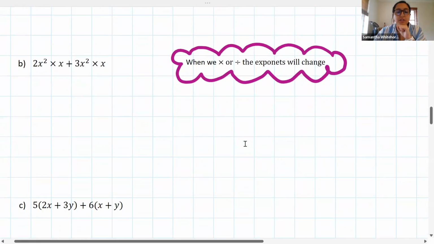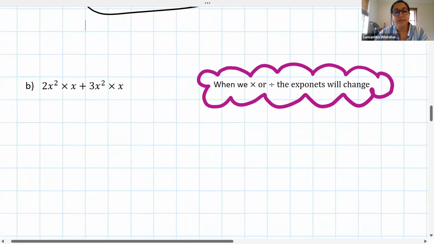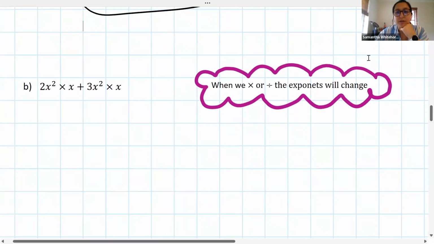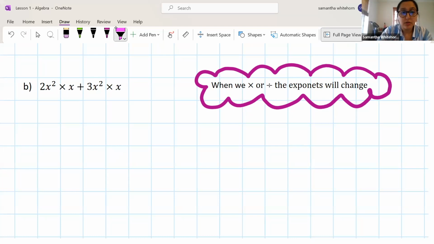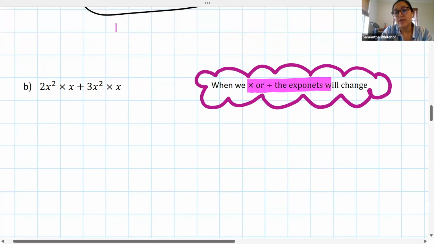Right, so when we get to question B it's a little bit different because now I've got some new operations that I'm dealing with. Now I've got some multiplication. But our 3 steps don't change. We're going to identify our terms, we're going to simplify each of our terms, and then we're going to add or subtract any like terms that we have. Now, this little bubble that I have over here is going to come into its importance when we do the multiplication. So really importantly, when we multiply or divide, the exponents will change.